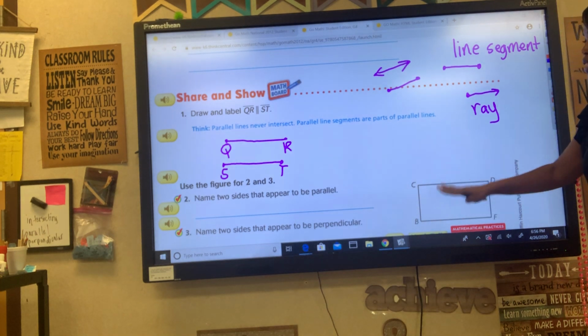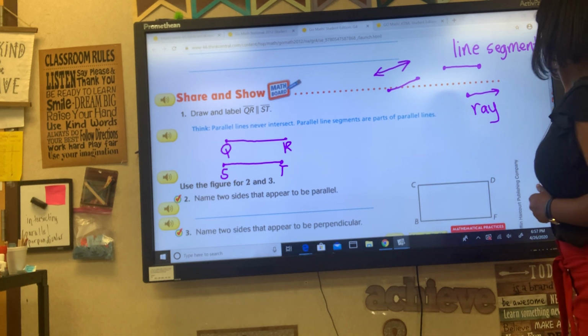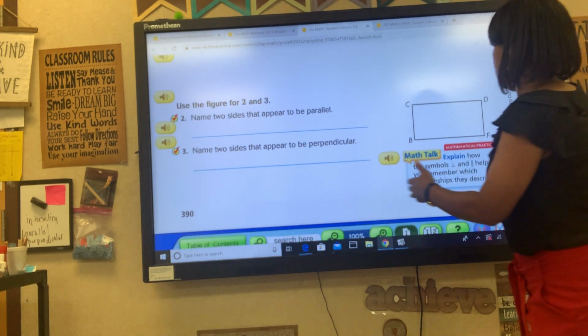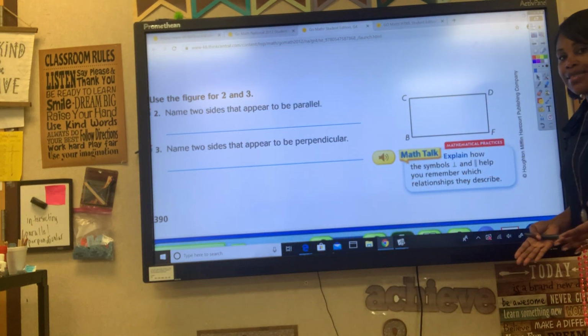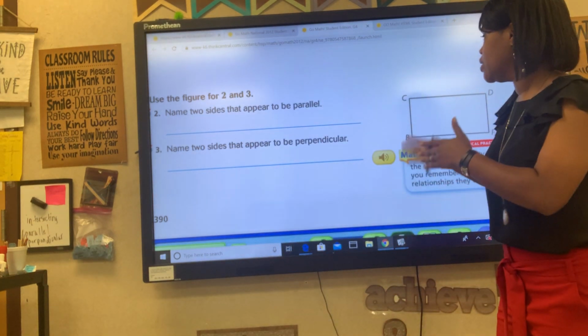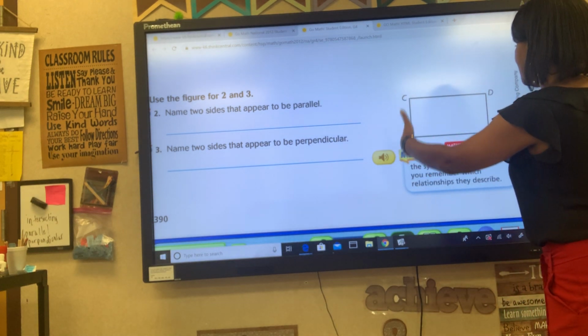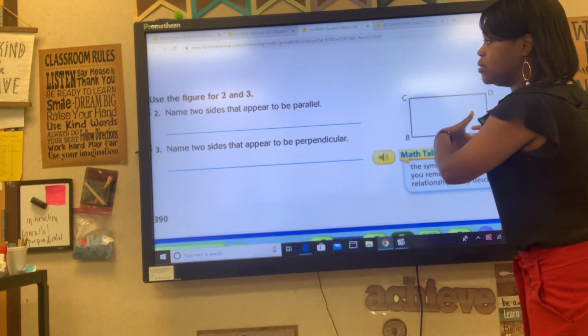We're going to use this figure to answer questions 2 and 3. It says, use the figure for 2 and 3. Name 2 sides that appear to be parallel. So I want to slide it up just a little bit. And let's take a close look here. So which sides look like they will never intersect? Look at side CB and look at side DF. Do you think these sides will ever intersect or touch each other?